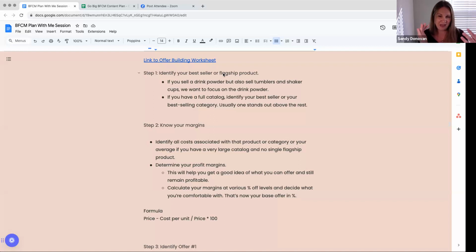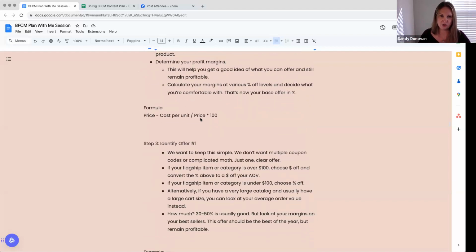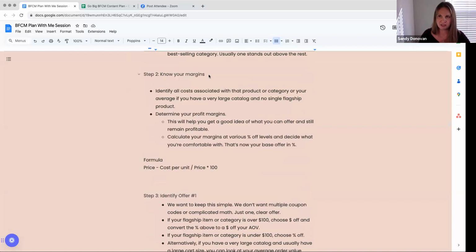If you have a really big catalog though, and you might have a best-selling category, you could also use the same strategy, but build it around your category instead of one product. So once we have that in mind, we want to figure out your margins based on that flagship product. And I'm going to talk about flagship product. Just understand that if you have a flagship category, you can just take your average order value and cost and do these same calculations using that category instead of the flagship product. But I think most small and medium-sized businesses are built around a flagship product.